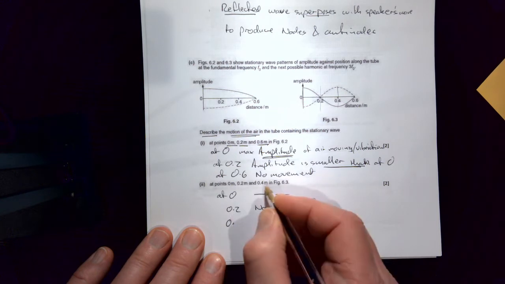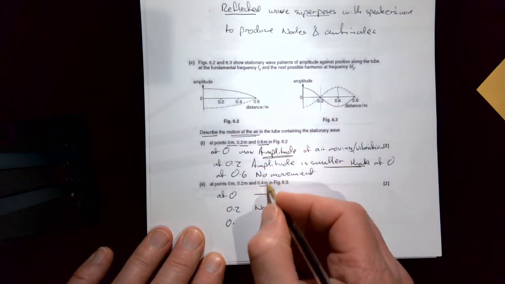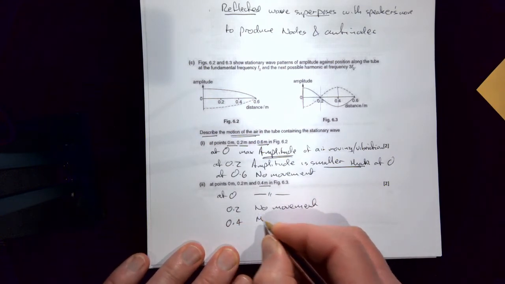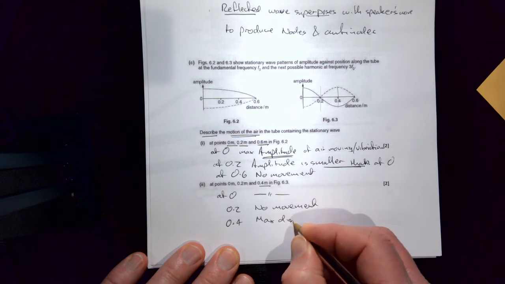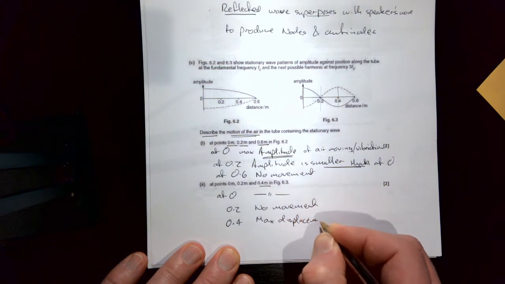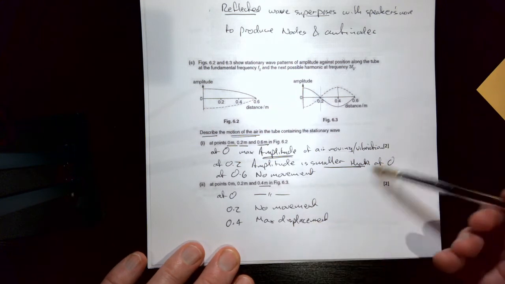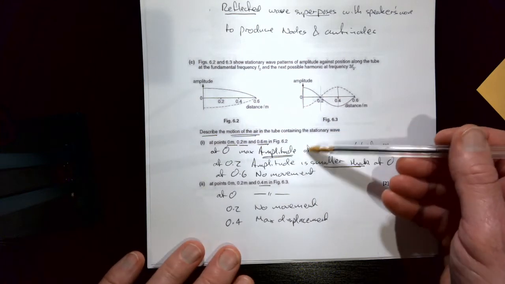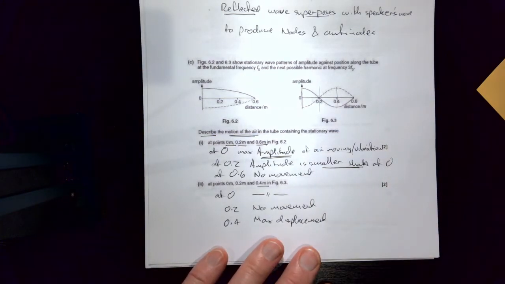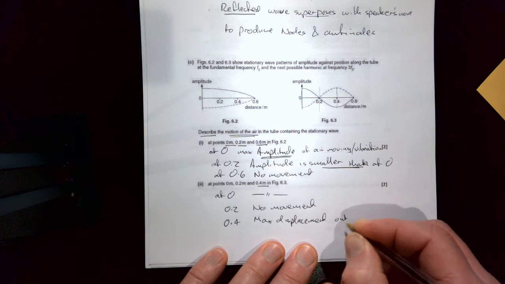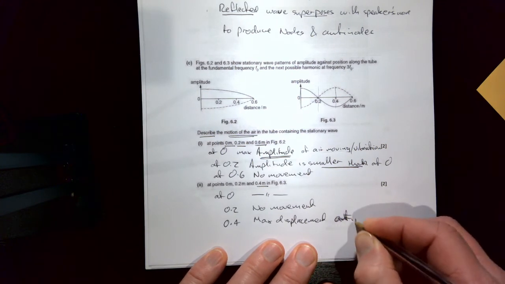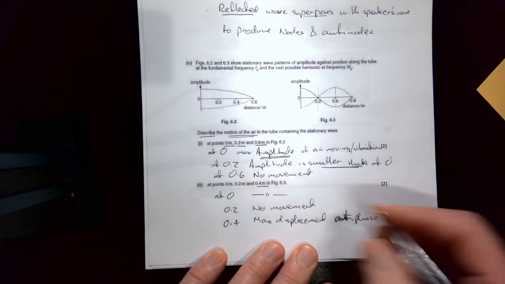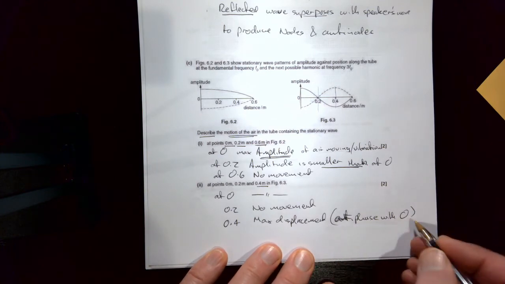And then at 0.4, notice again, read the question, don't just jump in with both feet. Again, it's max displacement, and that was enough to get 2 marks. I should say for both of these you have to get 2 of them right to get 1 mark. So you get 3 of them right for 2. A good answer is out of phase, or even better, anti-phase with 0, the 0 position. So that's a great answer.